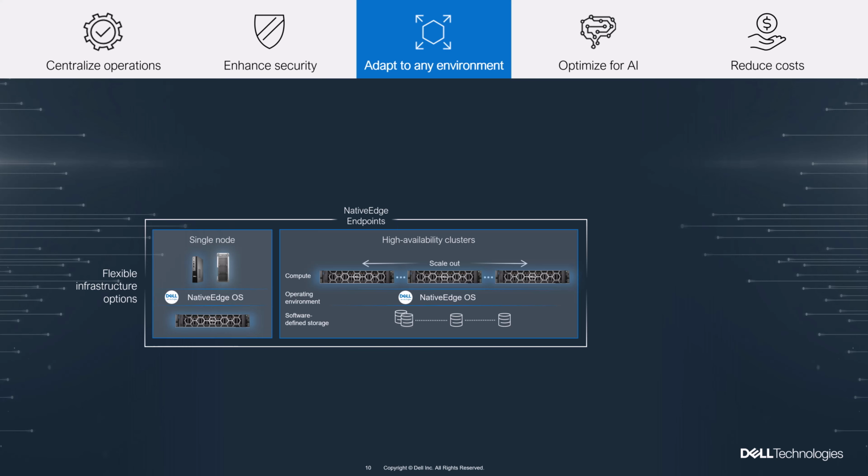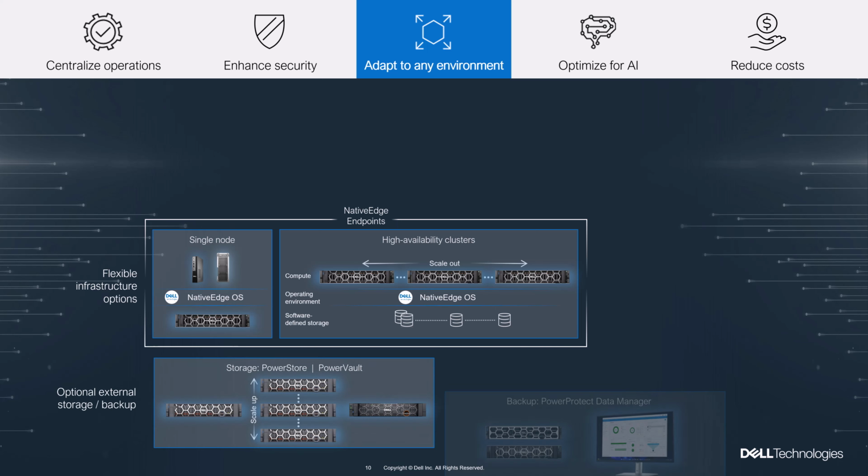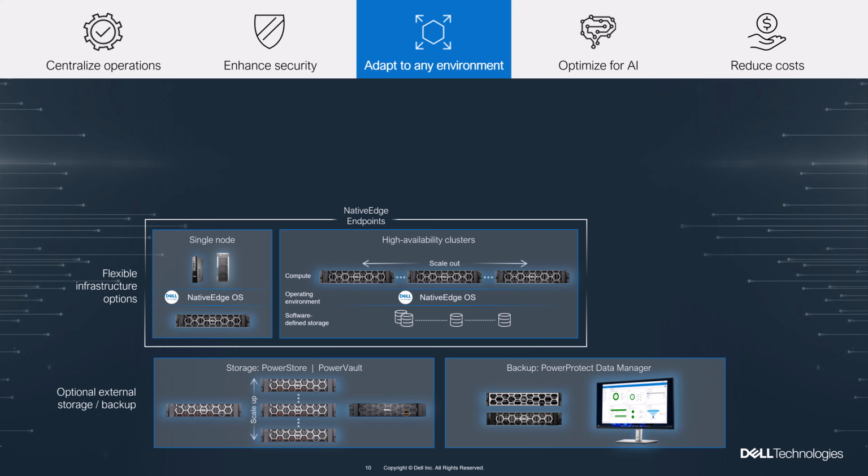Today, you can currently cluster 3 or 4 NativeEdge endpoints with software-defined storage enabled by the NativeEdge OS. This delivers the benefits of scalability, reliability, and high availability with live migration and application failover. These HA clusters of software-defined storage will be able to access external storage, such as PowerStore and PowerVault. This external storage can be scaled up while connected to the clustered NativeEdge endpoints.